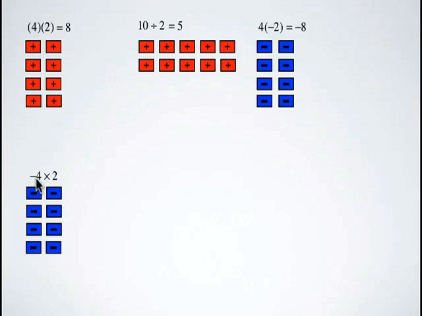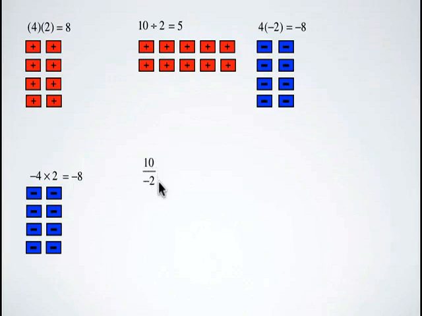So when I take away 4 groups of positive 2, they become their opposite. So the red tiles become blue. And when I count everything up, I'm left with negative 8, or 8 blue tiles. And indeed, a negative times a positive has to give us a negative because the signs are different.